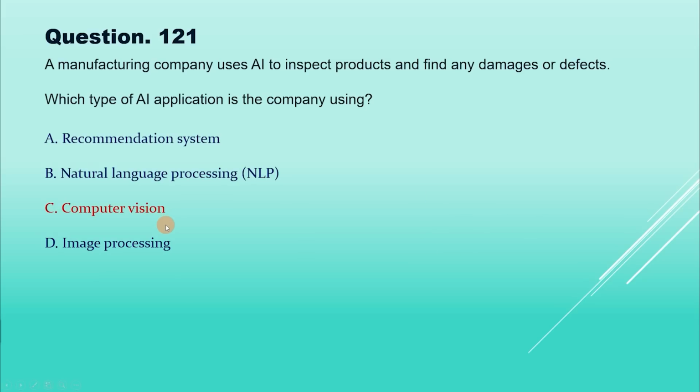So now let me reveal the correct answer here. Option C. Computer vision is the correct answer here, because it is a type of AI application that enables machines to interpret and analyze visual data from the real world, such as images or videos. And in this scenario, the company is using AI to detect or inspect products for damages or defects, which involves analyzing visual inputs. So it makes computer vision the most appropriate answer. So option C is correct here.